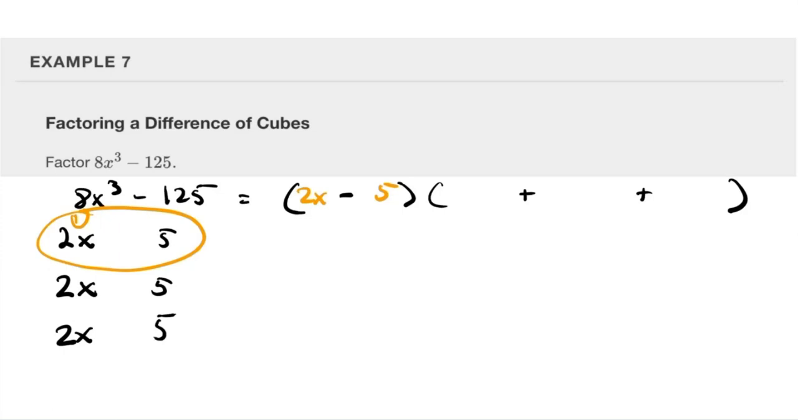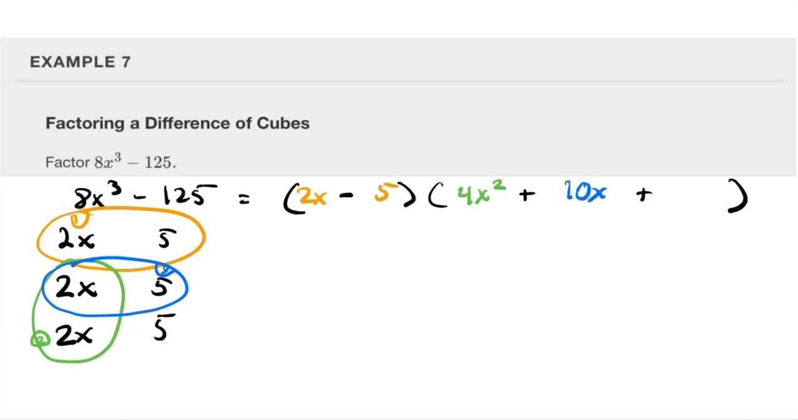The left leg is the second part, right? So 2x times 2x is 4x squared. Okay. The seat is the third part, right? So 5 times 2x is 10x, and the other leg is the final part. 5 times 5 is 25.